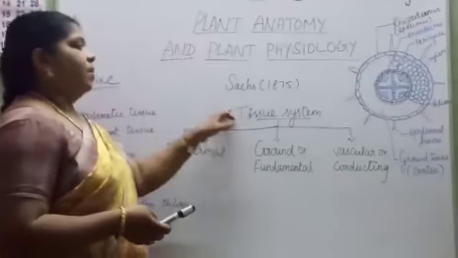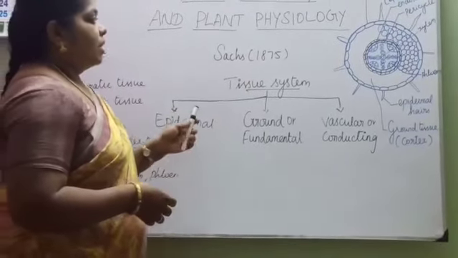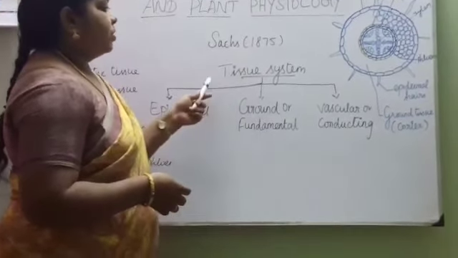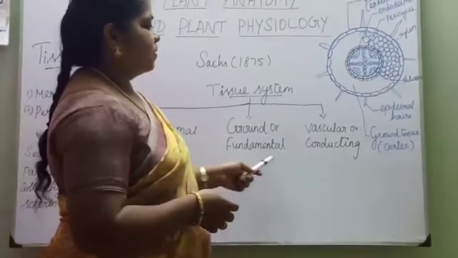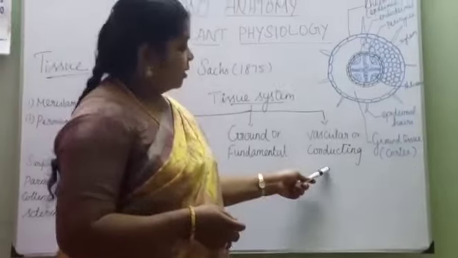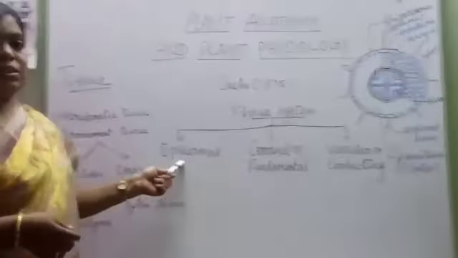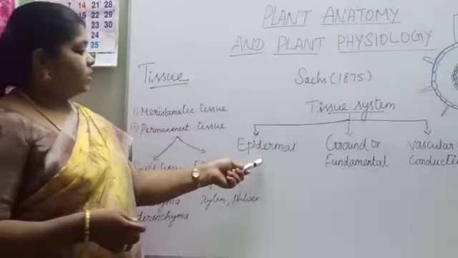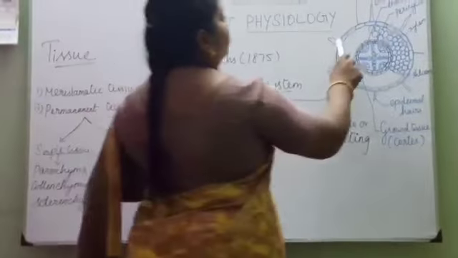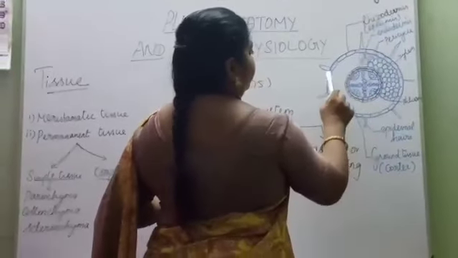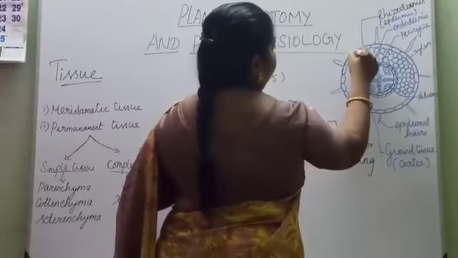Next, tissue system. Sachs in 1875 classified into three types of tissue system: epidermal tissue system, ground or fundamental tissue system, vascular or conducting tissue system. Epidermal tissue system consists of epidermis, stomata, epidermal outgrowths. Epidermis is the outermost layer. It consists of minute pore-like structures called stomata.